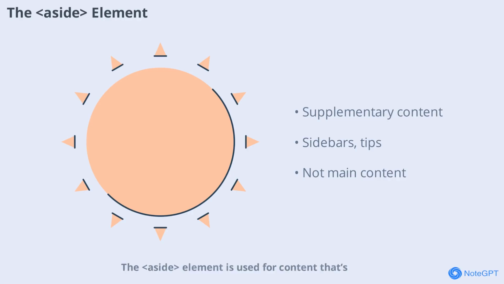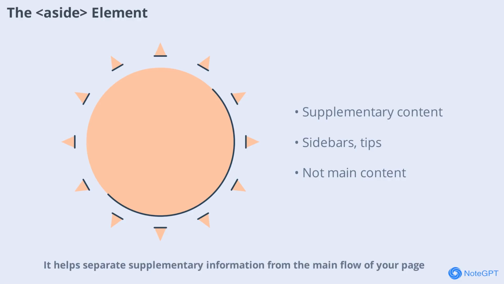The aside element is used for content that's related to the main content but not essential, like sidebars, tips, or advertisements. It helps separate supplementary information from the main flow of your page.